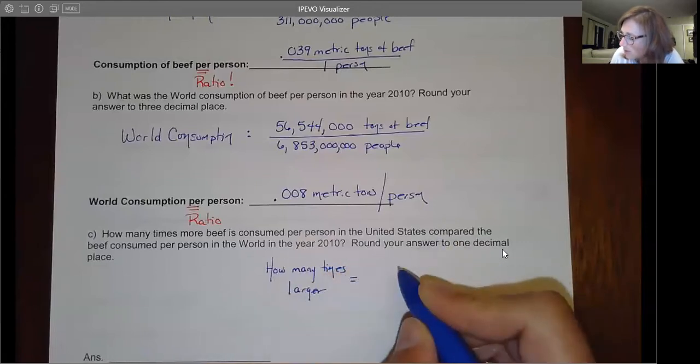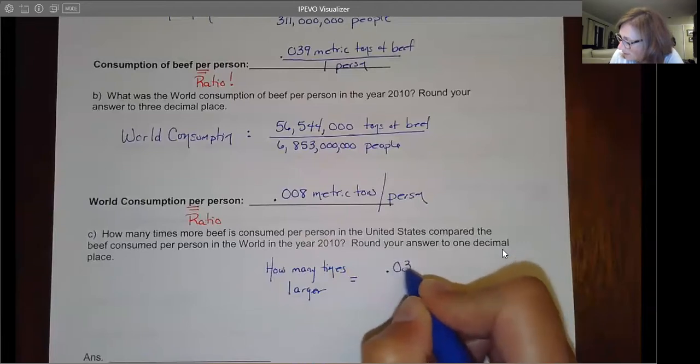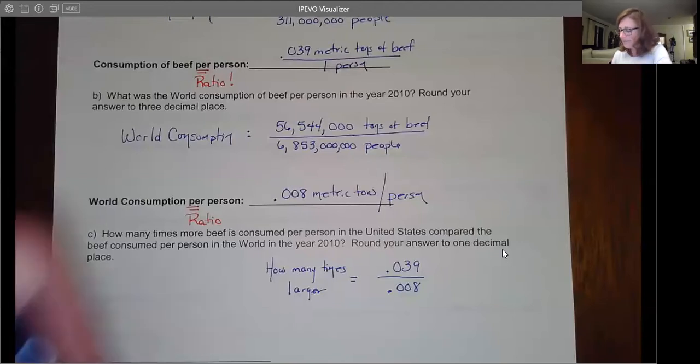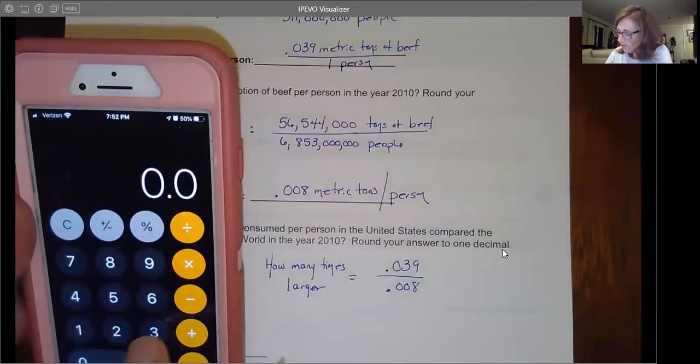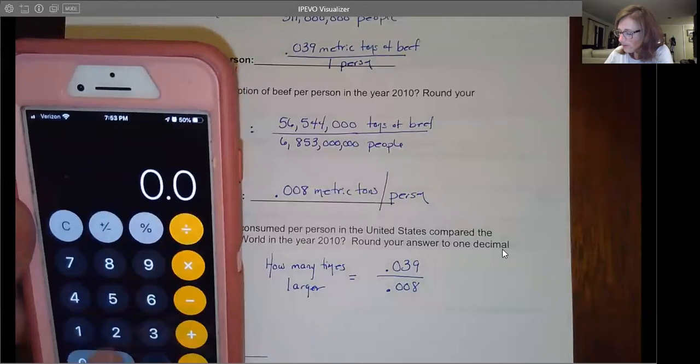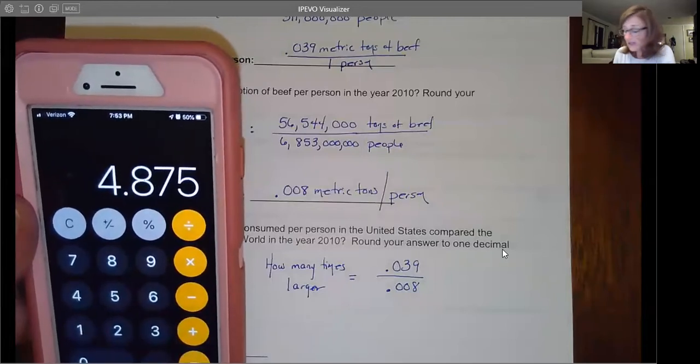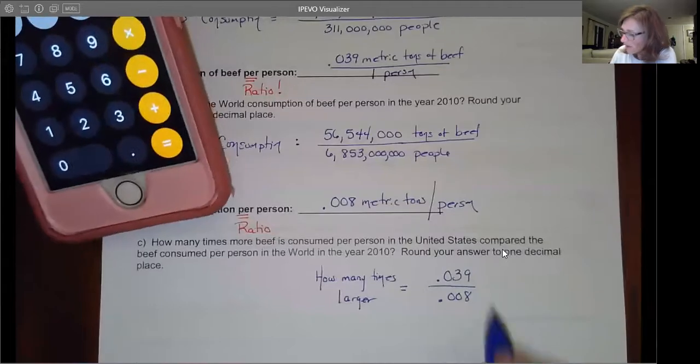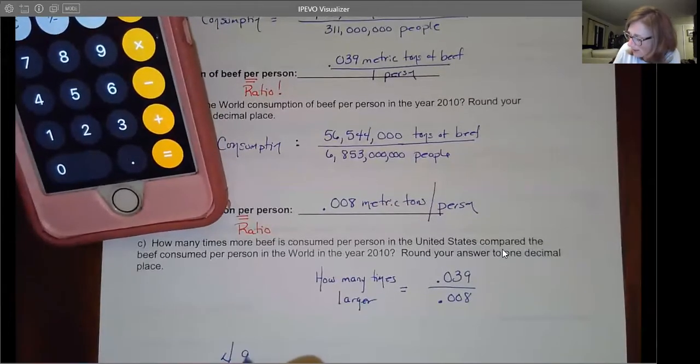They're asking you that. You put the big number on the top over the little number on the bottom. Big over little. All right, let's pop that into our calculator and see what we get. So 0.039 divided by 0.008. It looks like the US eats close to 5 times more beef than the worldwide consumption. Round it to 1 decimal place, so 4.9 times larger.